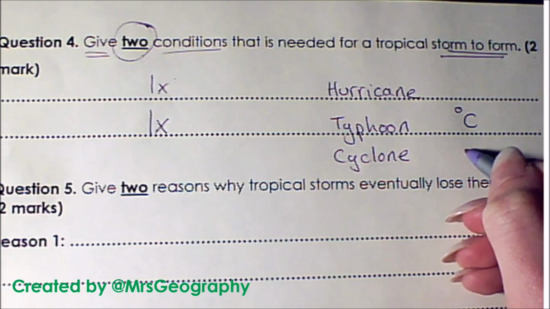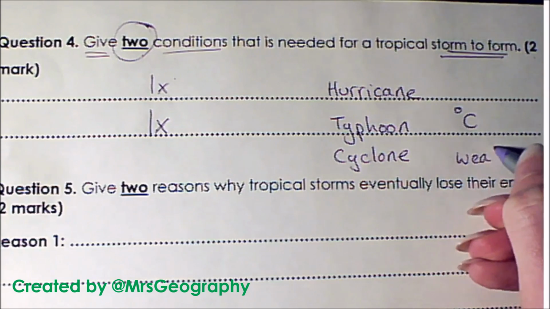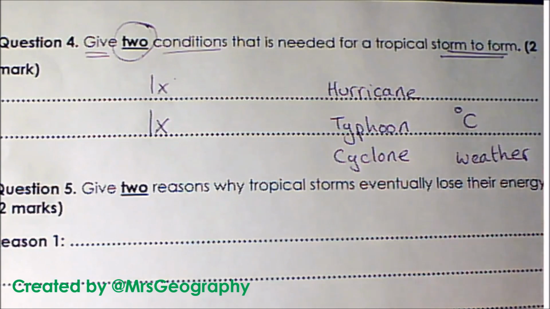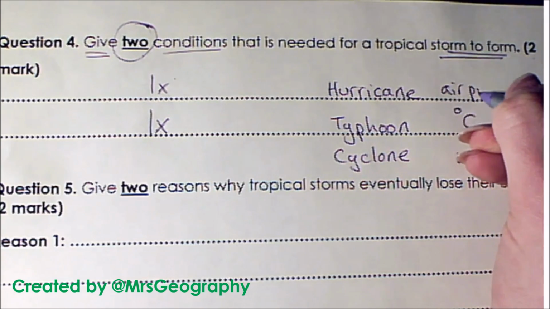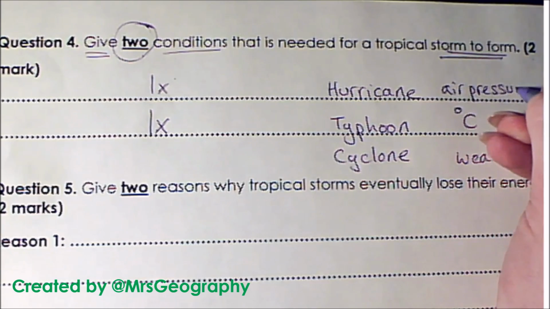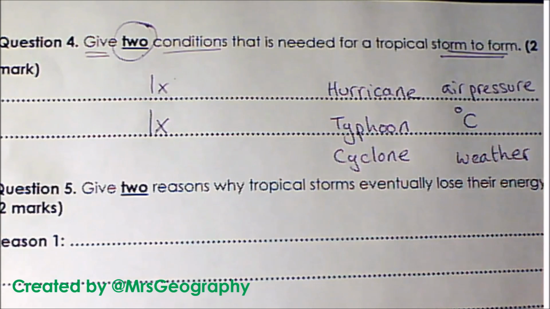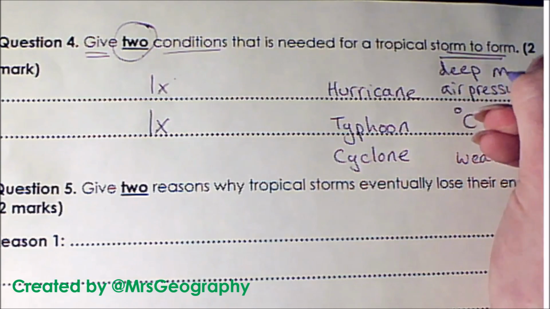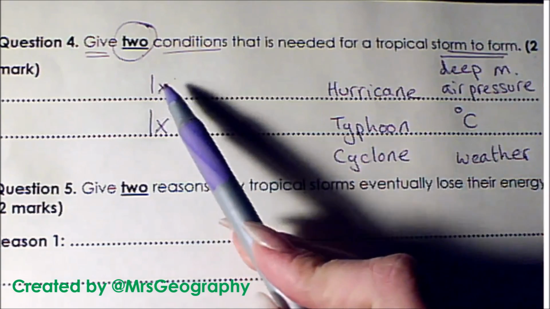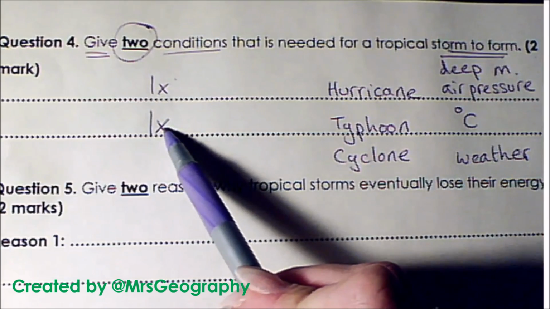What kind of weather conditions are needed? Any type of air pressure? If they're formed over water, how deep does the water need to be in meters? Remember, 2 points for the 2 marks.